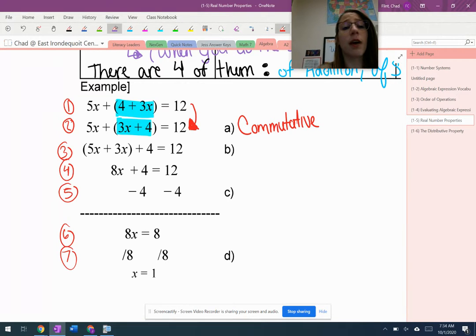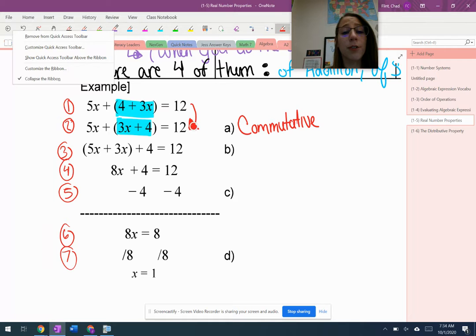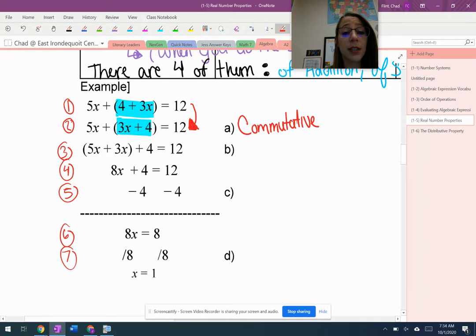So now we're going to move on and we're going to look from line 2 to line 3. What is changing? From line 2 to line 3, what is different? Well, you can see that the parentheses shifted. The parentheses in line 2 were around the 3x and the 4. And now in line 3, the parentheses are around the 5x and the 3x.